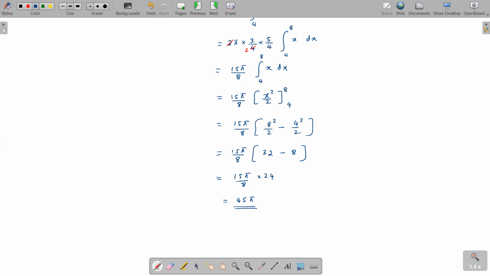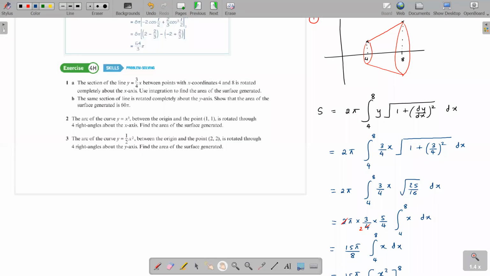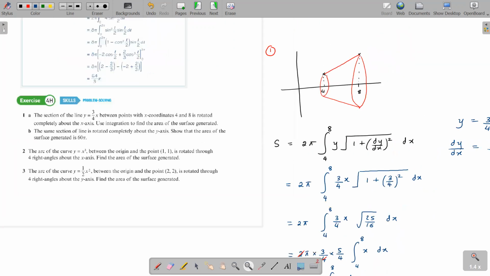Okay, is this clear? The same section of line is rotated completely about the y-axis. Previously this section of the line was our main section, and we rotated it around the x-axis. Now they are saying the same section of line is rotated completely about the y-axis. You see what happens when you rotate it on the y-axis? Your circles come in this manner. This is the shape you get from this line, something like this 3D object.